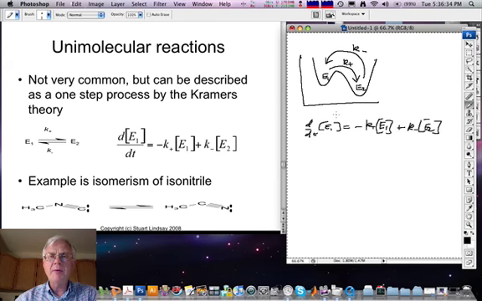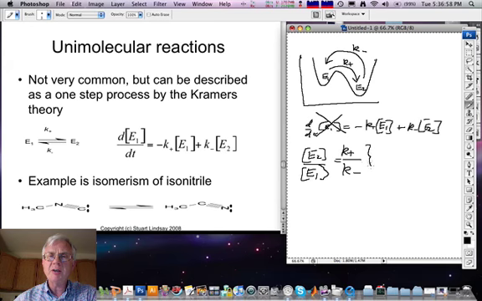In equilibrium, the concentration of the reactants and products will not change, and so from that we can say in equilibrium E2 over E1 is equal to K plus over K minus. This ratio of concentrations, or of rates, is called the equilibrium constant for the reaction.